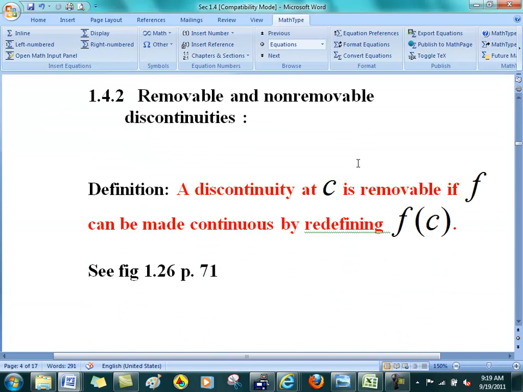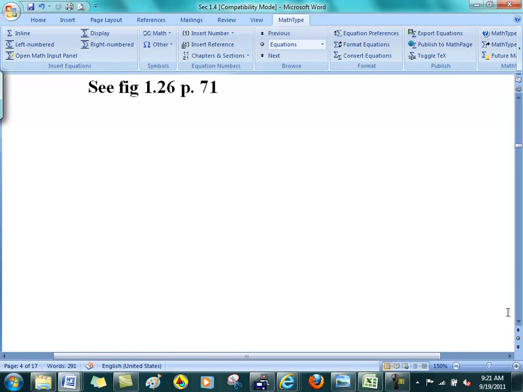Okay, so there are two kinds of discontinuities, ones that are removable and ones that are not. And what I want you to do is turn to page 71, read or take a look at example of figure 1.26, and then study example 1 on page 71. Okay, removable or not removable.